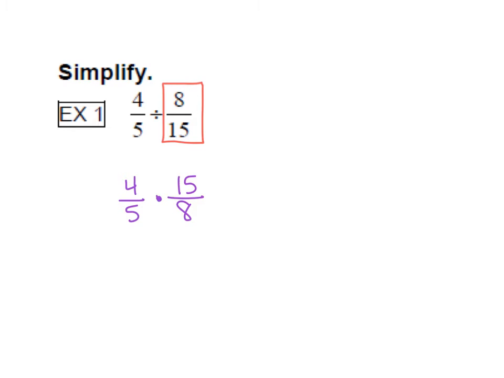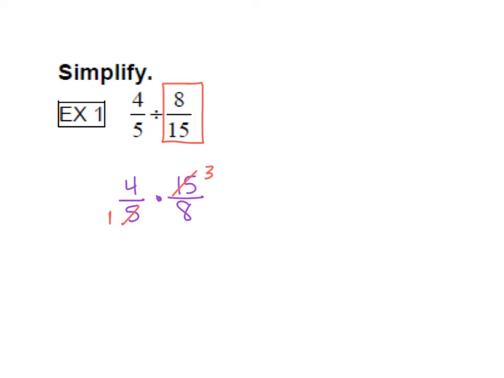So now we have two options. We can multiply straight across and then reduce our fraction, or we can do some cross reducing. With numbers, I like the cross reducing. It just makes everything a little bit smaller. So for example, the 5 and the 15, I can divide them both by 5. 5 divided by 5 is 1. 15 divided by 5 is 3.